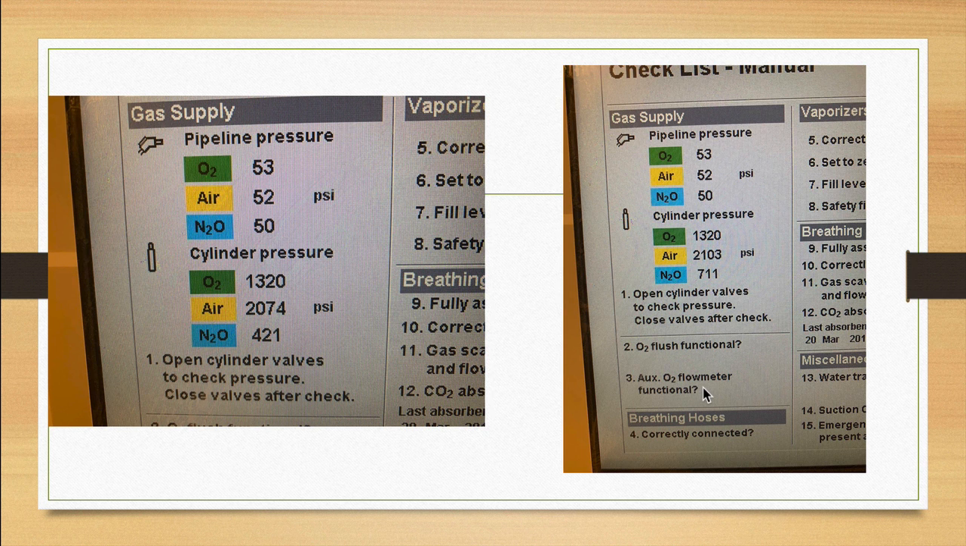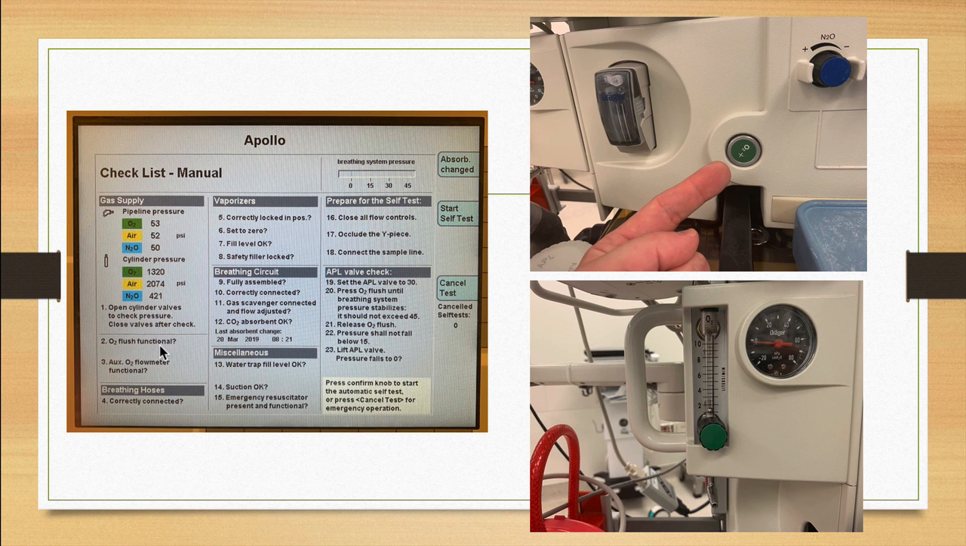Let's move on to the next step, which is finding this O2 flush and this auxiliary O2 flow meter, whatever those things are. So number 2 is asking us, is the O2 flush functional? There's a green button that sits right here that is called the oxygen flush, and if you press it, it can blast anywhere from 35 to about 70 liters a minute of oxygen emergently. And you can press this and notice immediately whether or not it's functional.